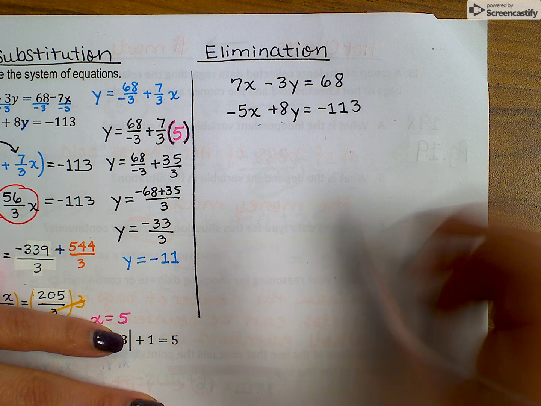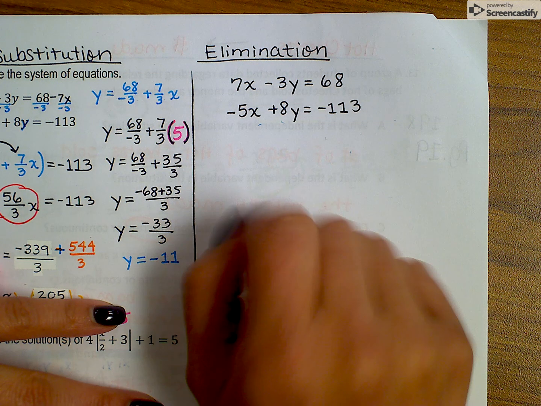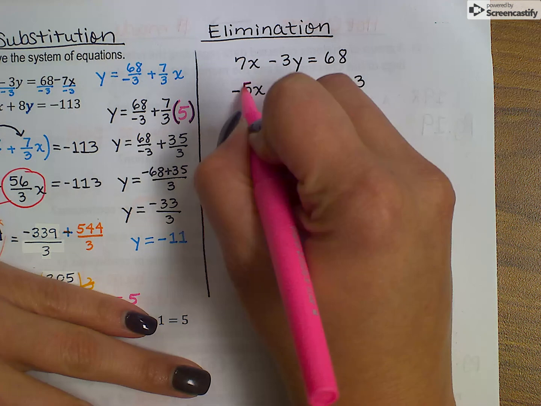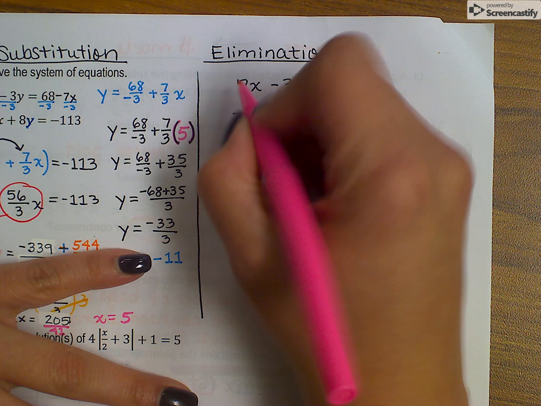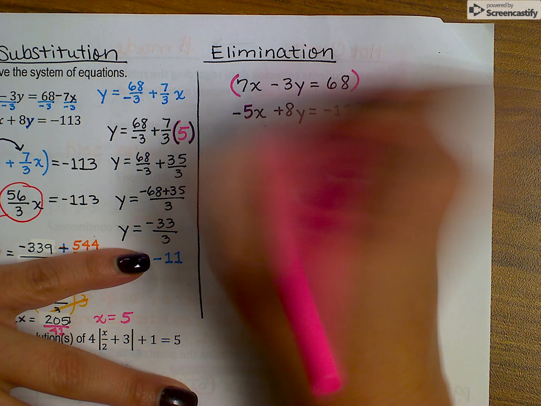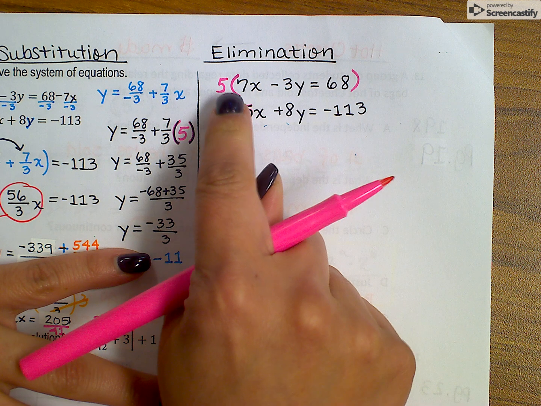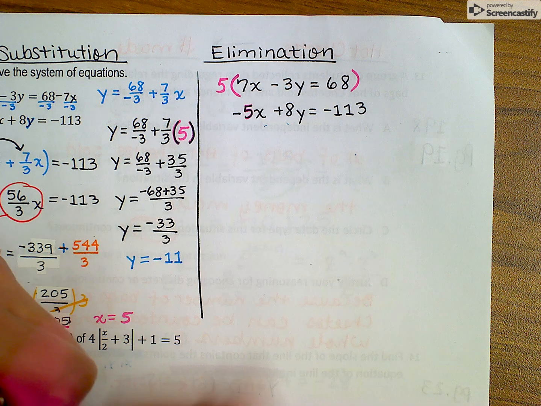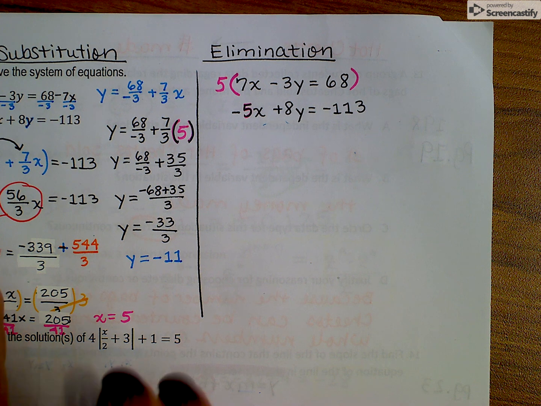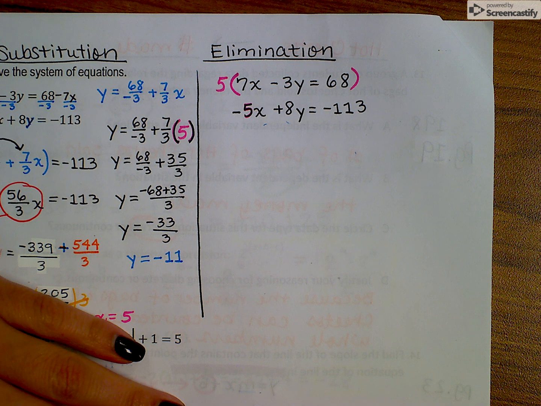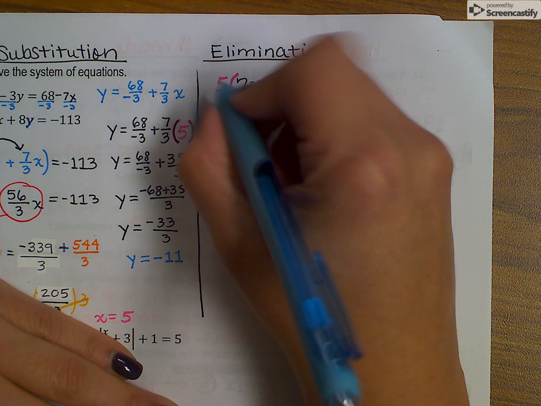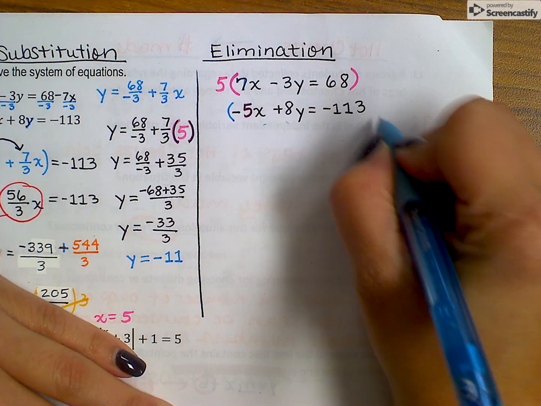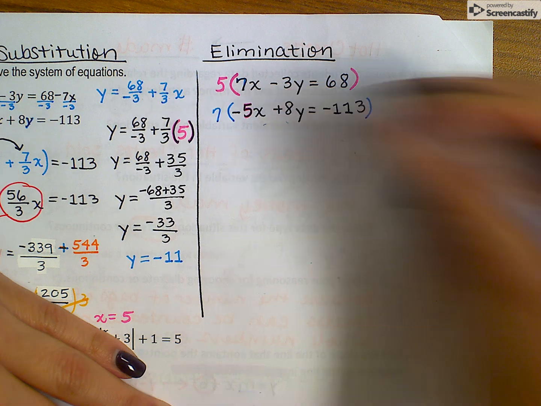It's kind of the same. It doesn't matter. So I'm just going to go ahead and go with my x's. Since this says 5, I'm going to multiply the top one by 5. Now I already noticed that this is a positive 7 and this is a negative 5. I don't need to multiply by a negative. They will already eliminate. And since this is a 7, I'm going to multiply this bottom one by 7.